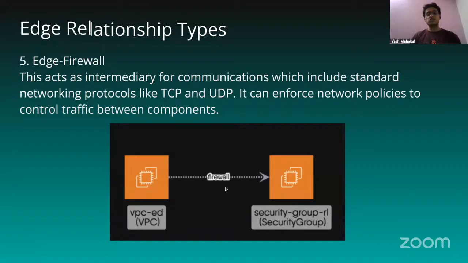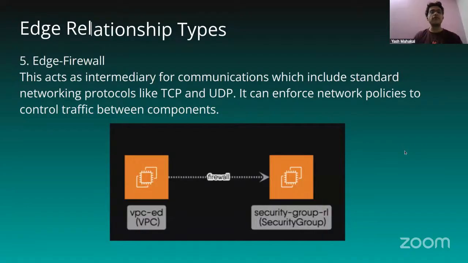So the relationship between a VPC and a security group can't be just a reference, because it's not like we are referencing the security group in the VPC. It's not like we are going to mount the security group into the VPC. We will be accessing the VPC through the security group, but the security group is doing something different. It has rules defined on whether to allow a specific request to the VPC or not. That's why it is called an edge firewall relationship, because we use a firewall to secure our connections.